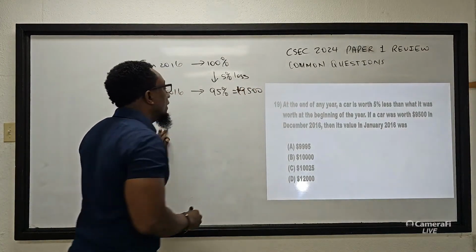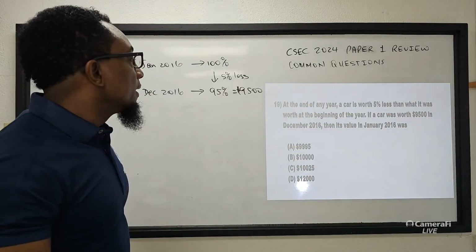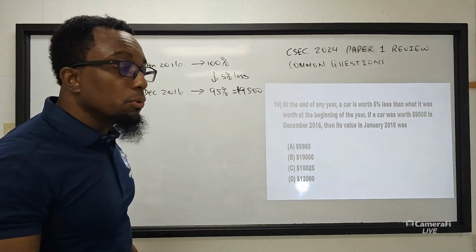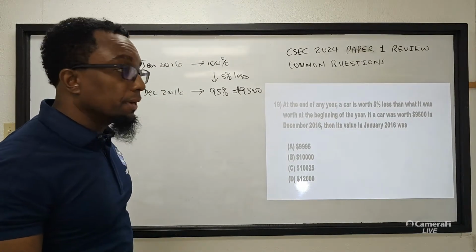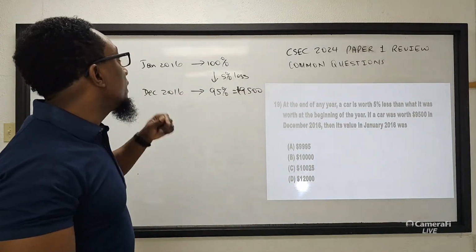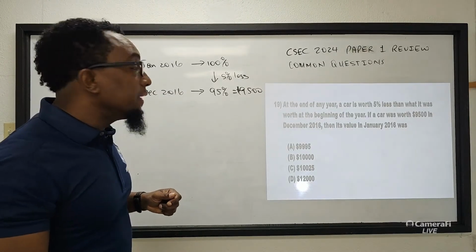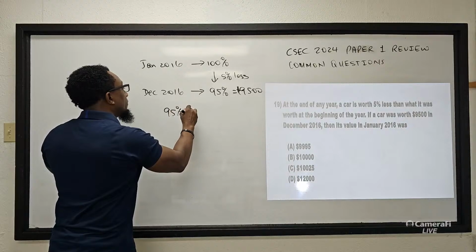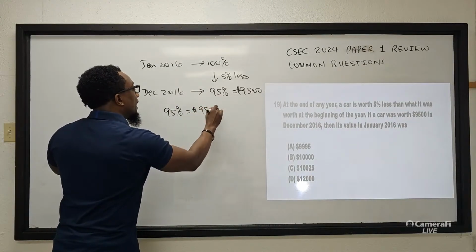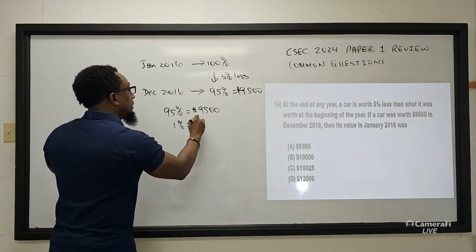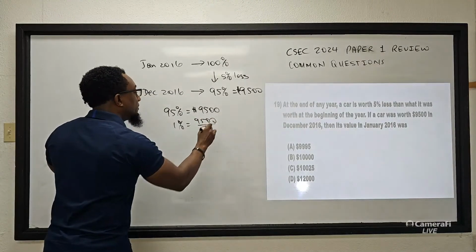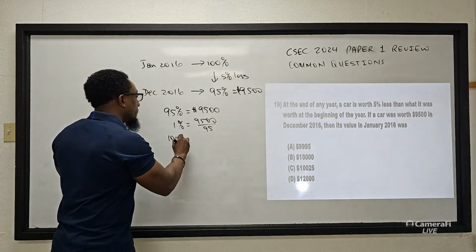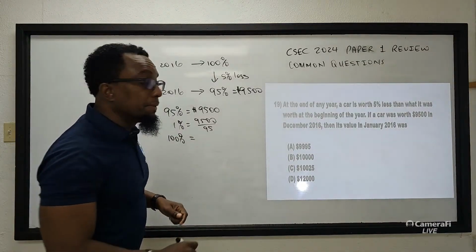So in December, the car was worth $9,500. Yeah? So we have established a relationship here. 95% is equal to 9,500. This is in the month of December, end of the year. So what is the value of the vehicle at the beginning of the year? We know that 95% is equal to 9,500. 1% will be 9,500 over 95, and therefore 100% will help us to determine the value of the car at the beginning of the year.